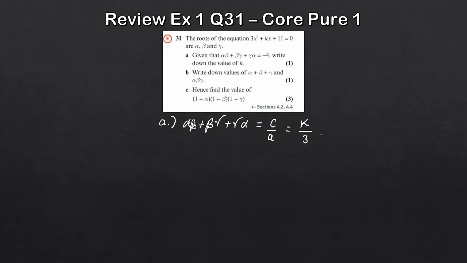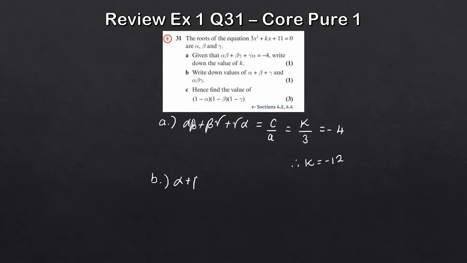We've been told this is equal to minus 4, so in other words, k over 3 is equal to minus 4. And then we just need to solve this, dead easy, times 3 by 3. So k is minus 12 there. Okay. So in other words, the actual equation we're working with is 3x cubed minus 12x plus 11 equals 0. So the next one asks us to write in the values of alpha plus beta plus gamma, and then alpha beta gamma. Very similar to how we did with the last one.